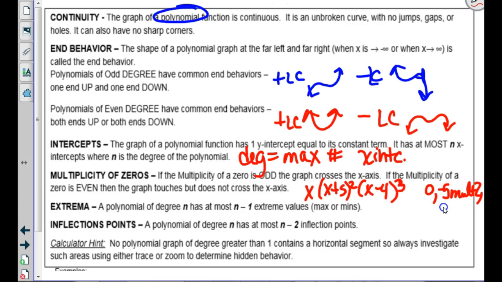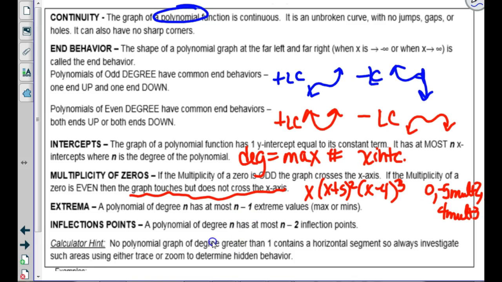And then it has a 0 where else, guys? What's the third 0 listed here? +4 with a multiplicity of? Yep. Okay. If the multiplicity is even, then it does what? When it comes to the x-axis, it just bounces or touches, but does not cross, okay? If it's an odd multiplicity, it crosses.